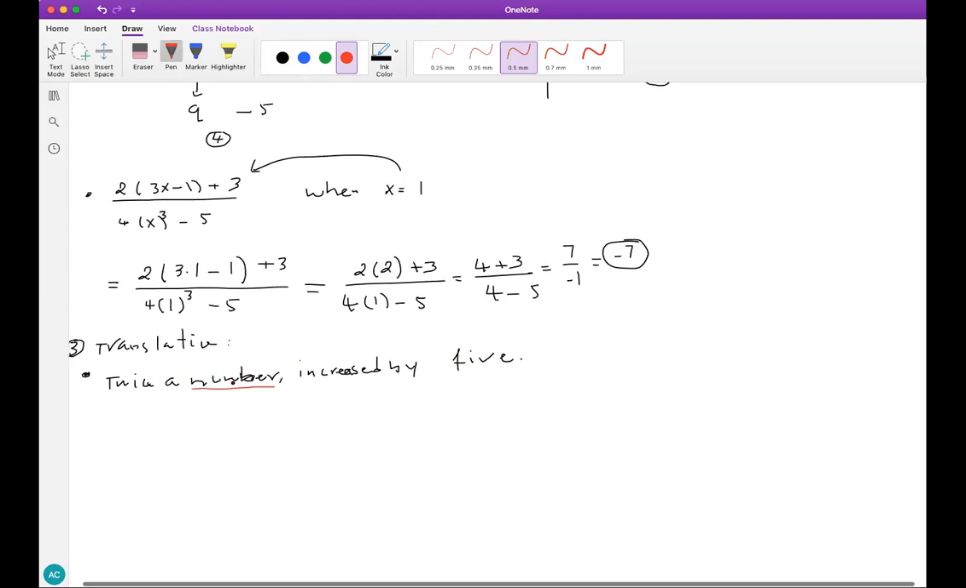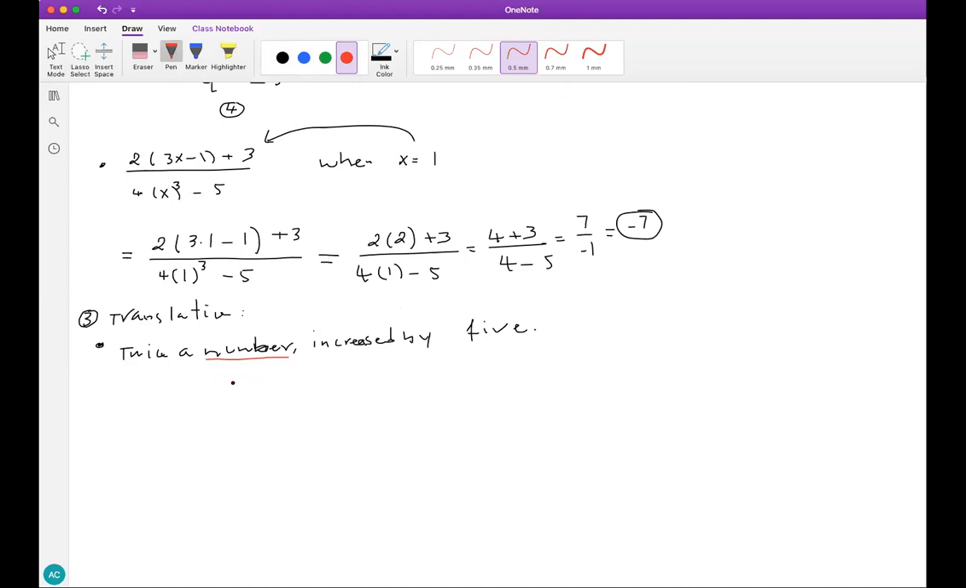2 times x. Whenever you see a number and it doesn't have a name, feel free to give it any letter you want. Could be x, could be a, could be b, it doesn't matter. So twice a number we don't know, let's label it x. Increased by, so we all know increased means add. The operation is to add. And 5, of course, all these are self-explanatory.